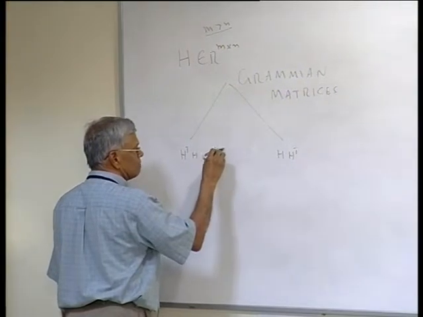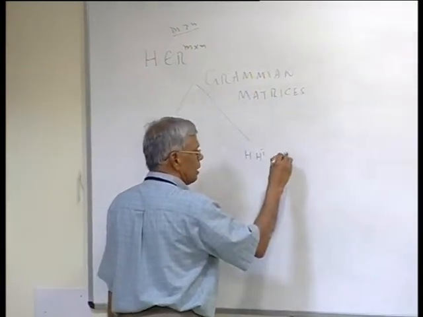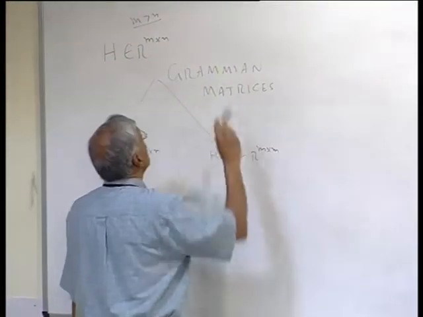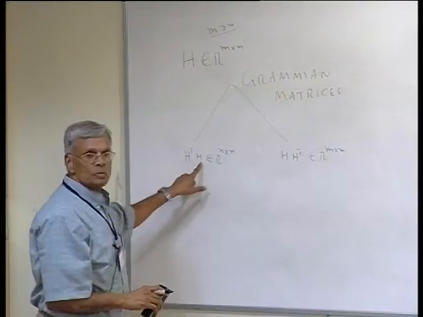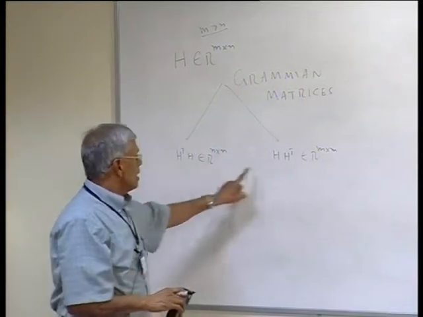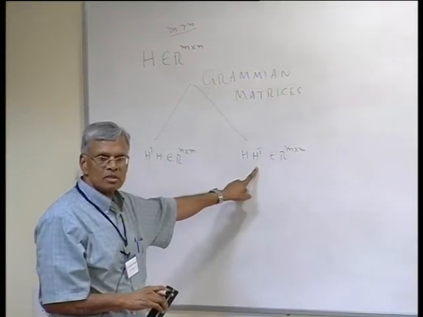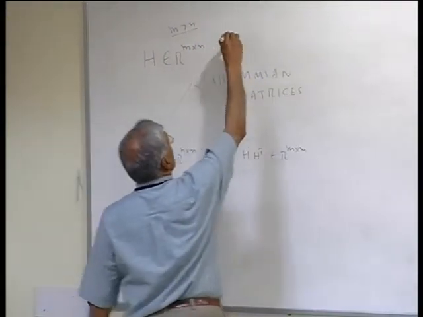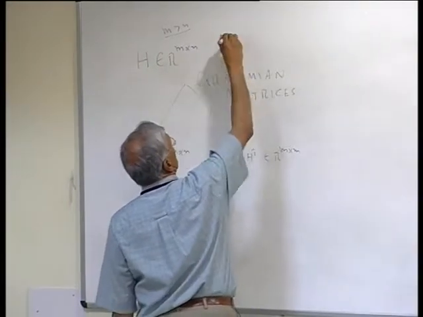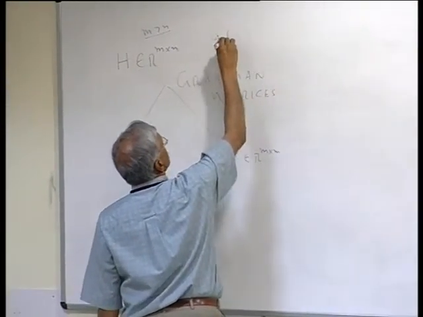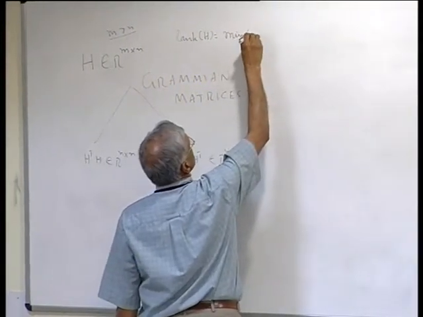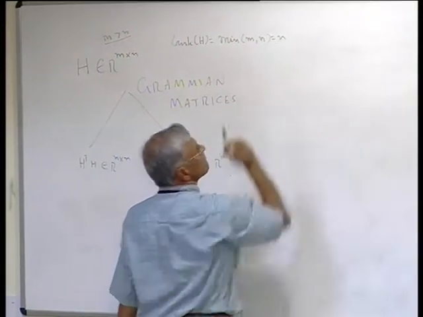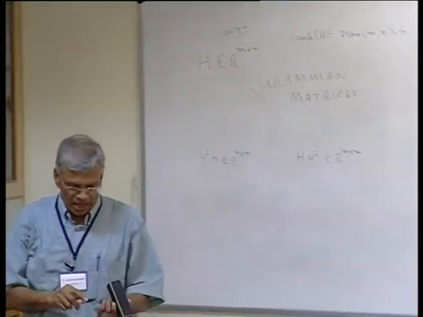H transpose H belongs to R n by n. H H transpose belongs to R m by m. M is greater than N. By definition, H transpose H is a symmetric matrix. H H transpose is also a symmetric matrix. I'm going to assume my H is of maximal rank, because M is greater than N.